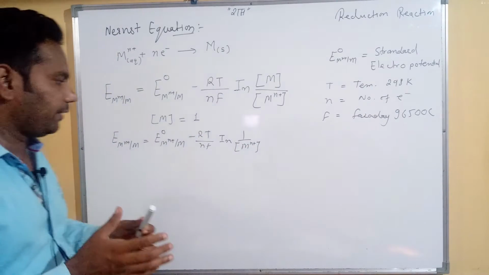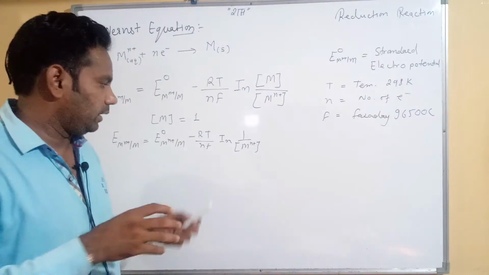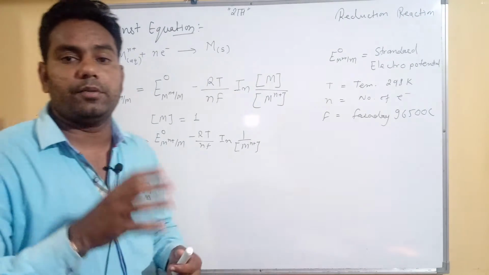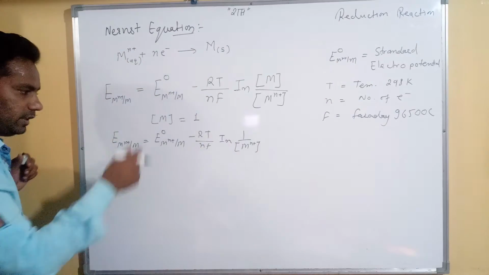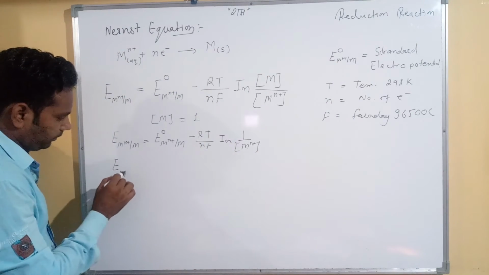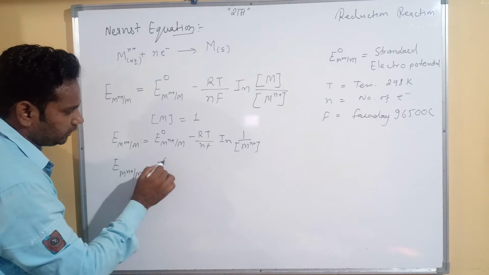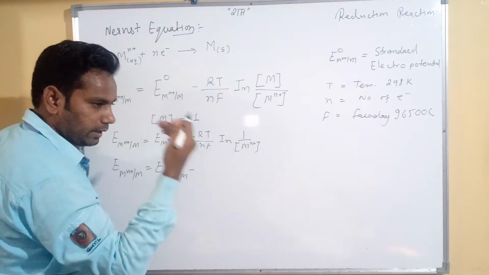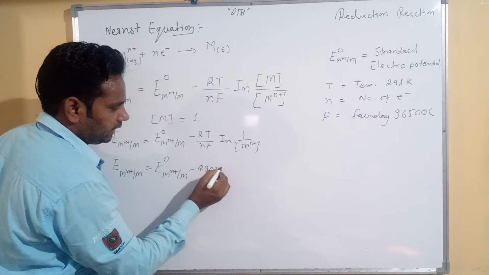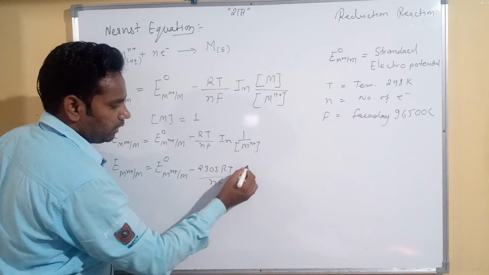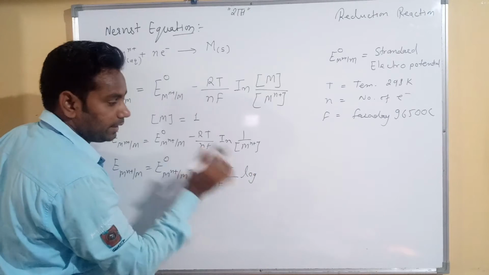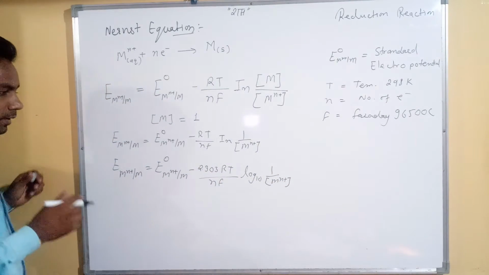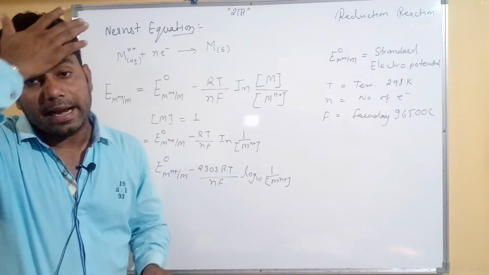Then in our next step we move to log, because we have no value of ln, but we can easily memorize some values for log base 10. So we change from natural form: E is equal to E naught, no change in this term. Then if we change ln into log 10, we use 2.303, then the same RT upon nF, and here we write in place of ln, log 10 of 1 upon M^n+. Then we put all values of R, T, N, and F.